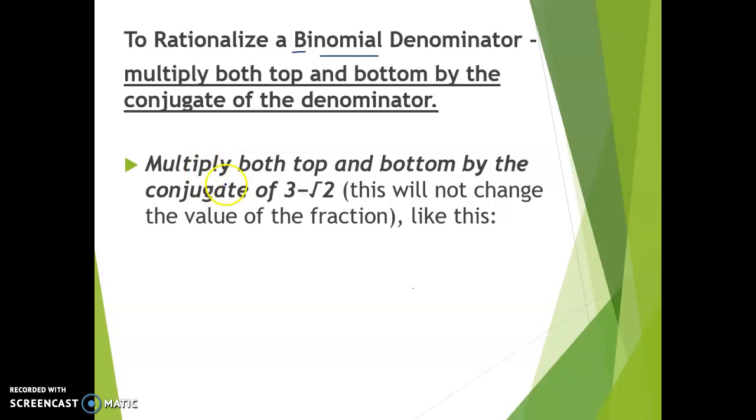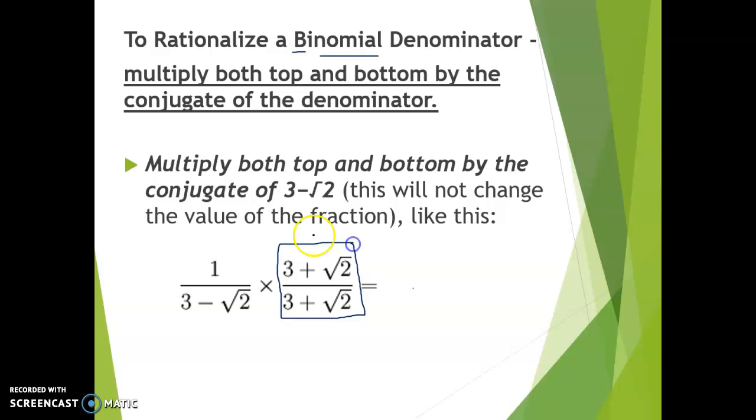Multiplying both top and bottom by the conjugate of 3 minus root 2 is what we're going to do with that previous example that we just saw. So we had 1 over 3 minus root 2. We're going to multiply both the top and the bottom by the conjugate. Remember, anything divided by itself is 1. So we're really just multiplying this by 1.